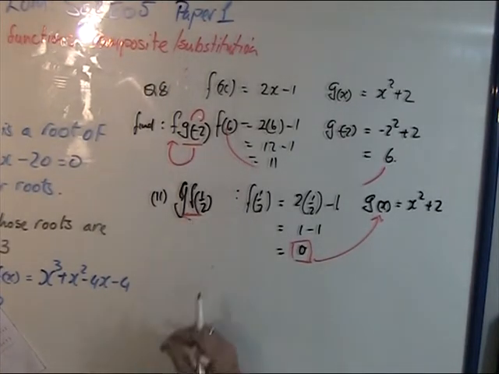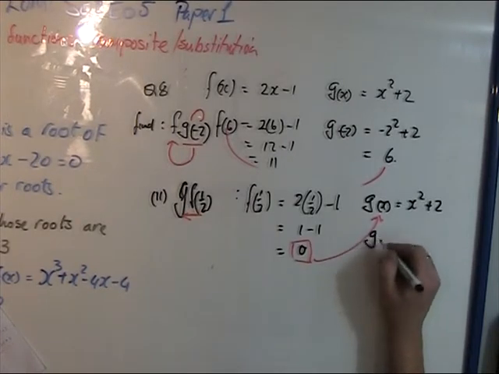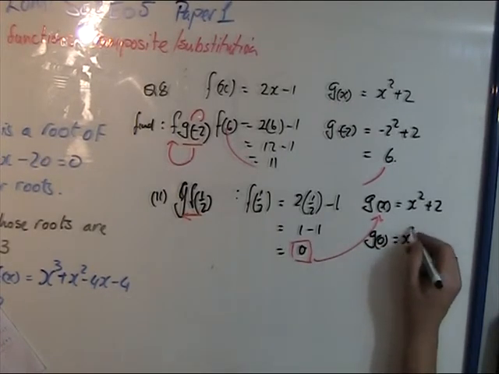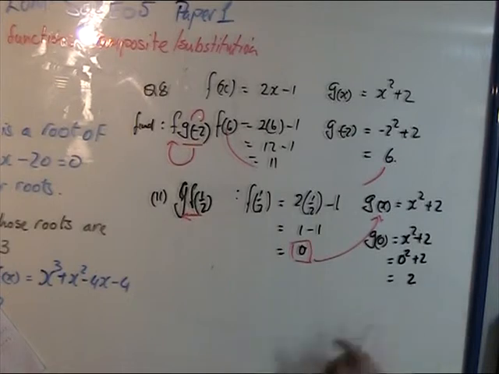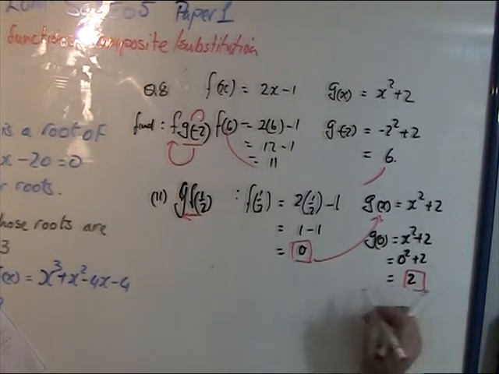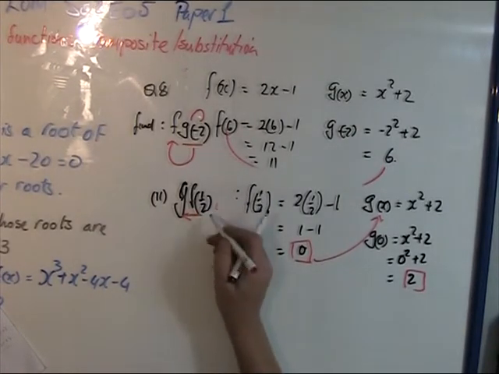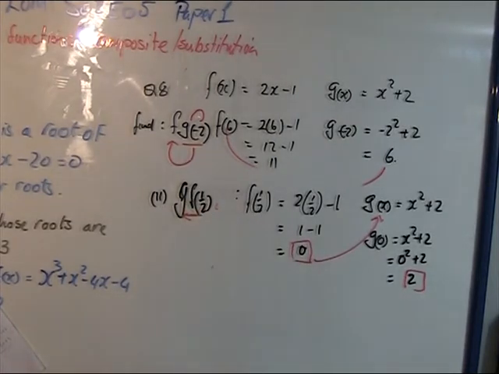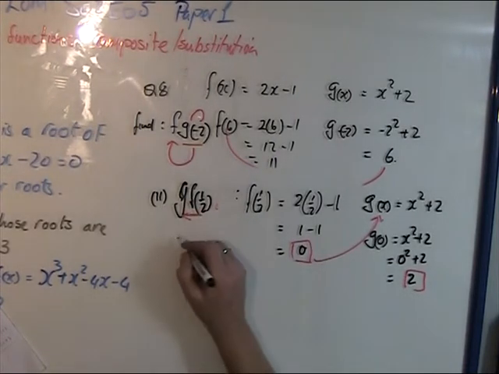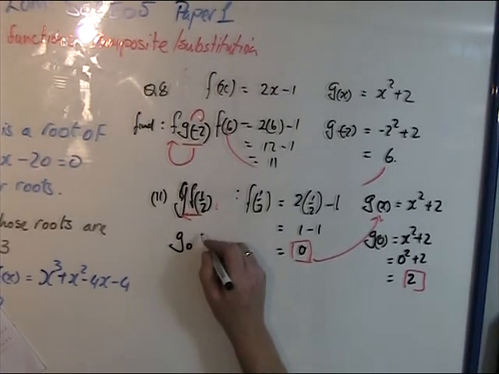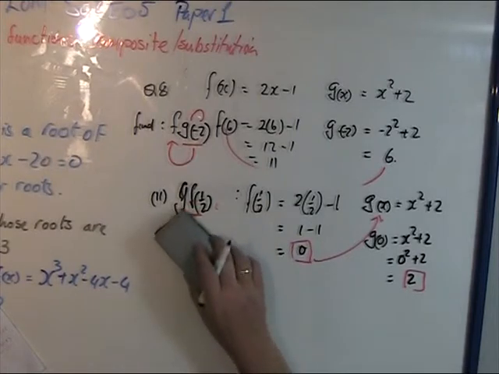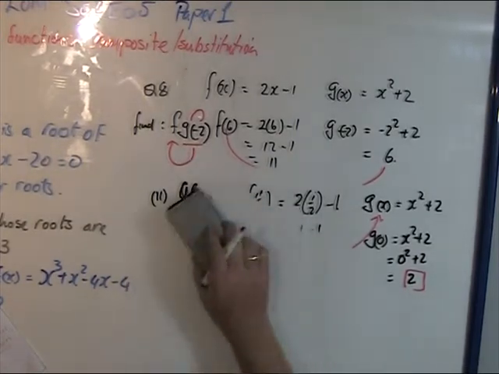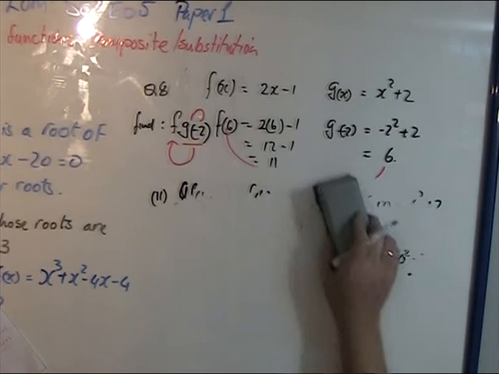I'm going in this direction. Okay, so g of 0 is equal to x squared plus 2. Put in 0. 0 squared plus 2 is equal to 2. So that's your answer there. g of x is equal to 2. g f of a half is equal to 2. Or it's either written g after f of a half. Okay? So that's 2. And now the next part.